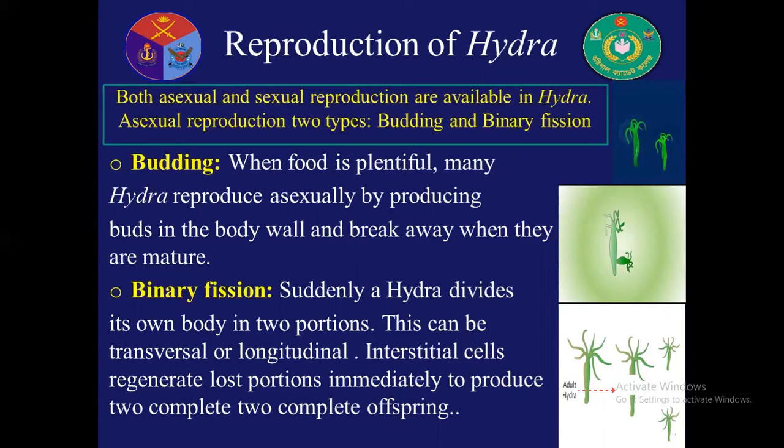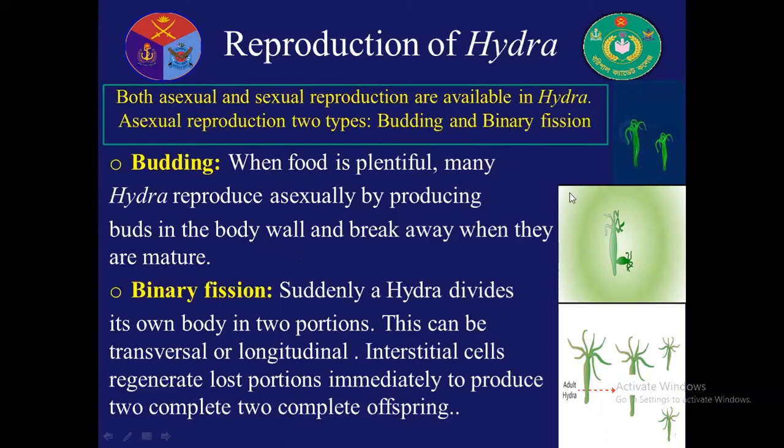It is a special animal which can produce offspring by asexual reproduction and sexual reproduction. Both reproductions occur in Hydra. Asexual reproduction has two types: budding and binary fission. Budding: when food is plentiful, many Hydra reproduce asexually by producing buds in the body wall, which break away when they are matured.